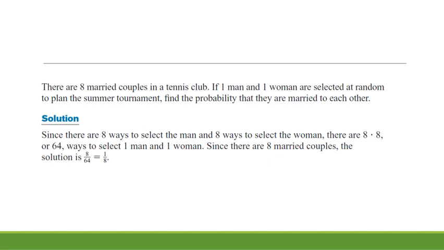Another example: there are 8 married couples in a tennis club. If one man and one woman are selected at random to plan a summer tournament, find the probability they are married to each other. There are 8 ways to select the man and 8 ways to select the woman. So 8 times 8, there are 64 ways. And when we select one man and one woman, since there are 8 married couples, the number of favorable ways is 8, a combination. Over 64 is now equal to 1/8. Okay?